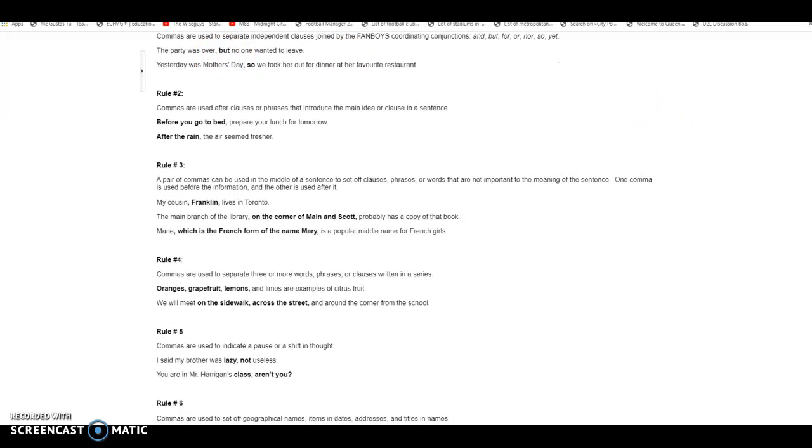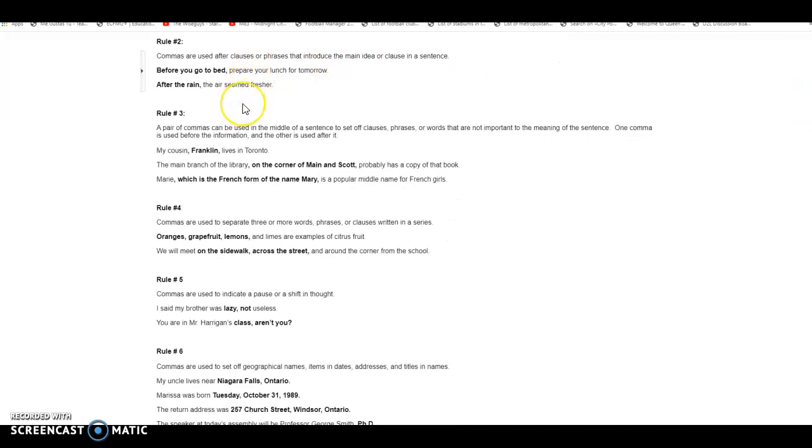The second rule is that you must use a comma after clauses or phrases that introduce the main idea or clause in a sentence. So something like, before you go to bed, comma, prepare your lunch for tomorrow. Prepare your lunch for tomorrow is the main idea or the main clause of the sentence. Before you go to bed is setting it up or introducing it. So we need a comma between the 2 clauses.